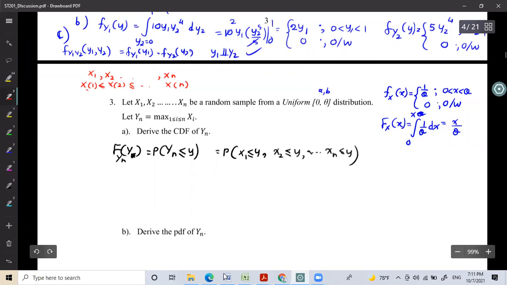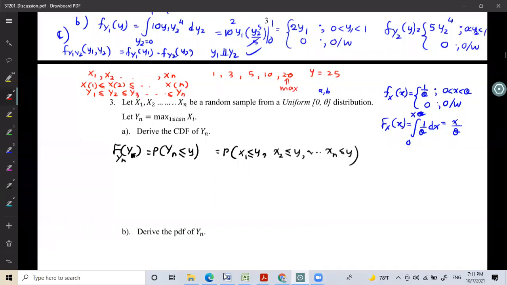And the order statistics, we write them as Y1, Y2, Y3, ..., Yn, right? So Yn is the maximum. Say for example, this is your sample of numbers, and your y is, say, 25. What is the maximum of this data set? 20. If the 20 is less than 25, obviously 1 is less than 25, 3 is also less than 25, all the others are less than 25, right?